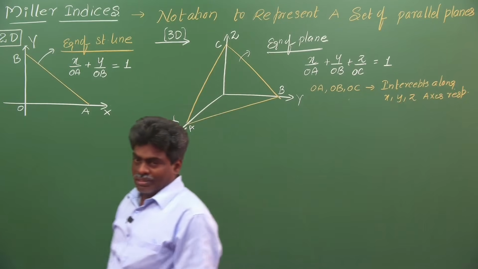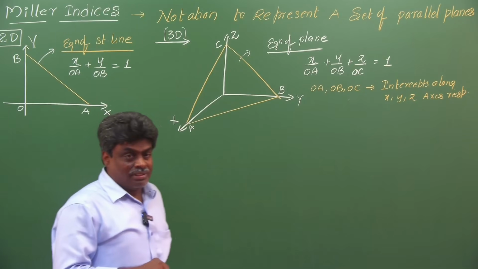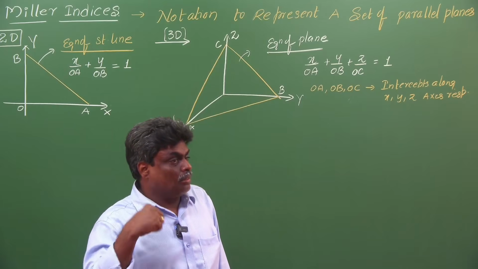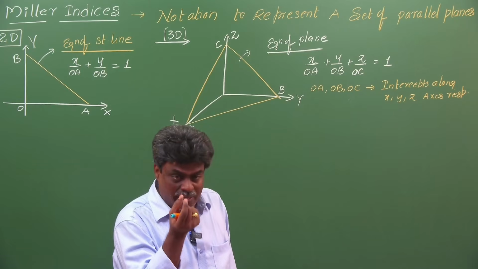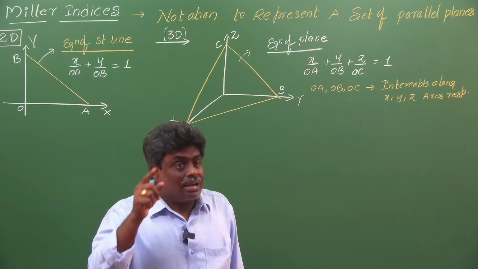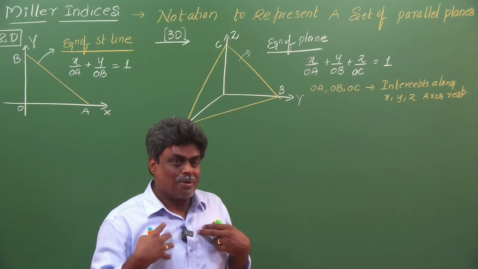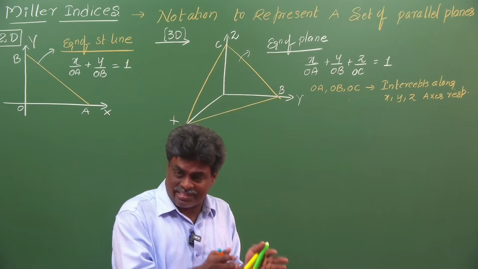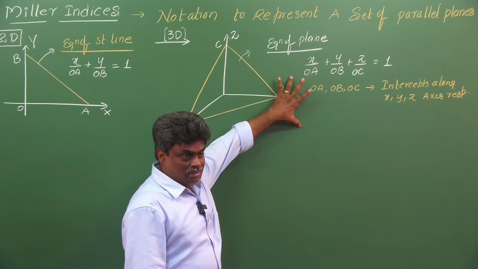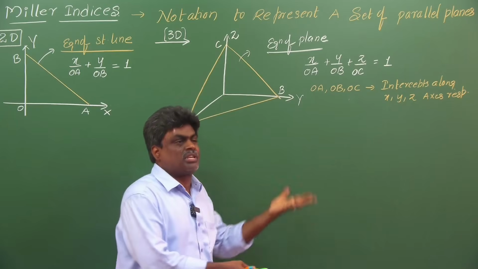Good. Now why am I explaining this, sir? I told you there are sets of parallel planes. I am going to represent all those sets of parallel planes with a Miller index, and that plane is which plane? Nearest to the origin. So now I want to write the equation of the plane in a crystal. For that I am taking the help of this concept. So the equation of a plane is simply x by OA plus y by OB plus z by OC equal to 1.